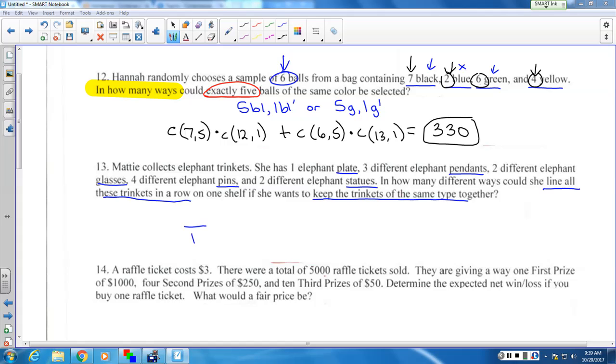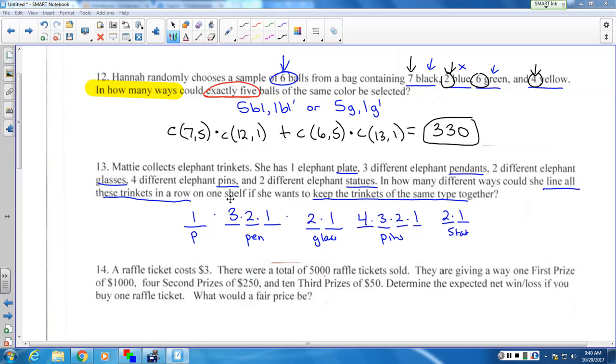So we're going to do the elephant plate right there. There's only one way that can happen. And she has 3 elephant pendants. Any 3 could go on the left, then 2, then 1. And then she has 2 elephant glasses. Any 2 could go on the left, then 1. And then she has 4 elephant pins. Any 4 could go on the left, then 3, then 2, then 1. And then she has 2 elephant statues. Any 2 could go on the left, then 1.